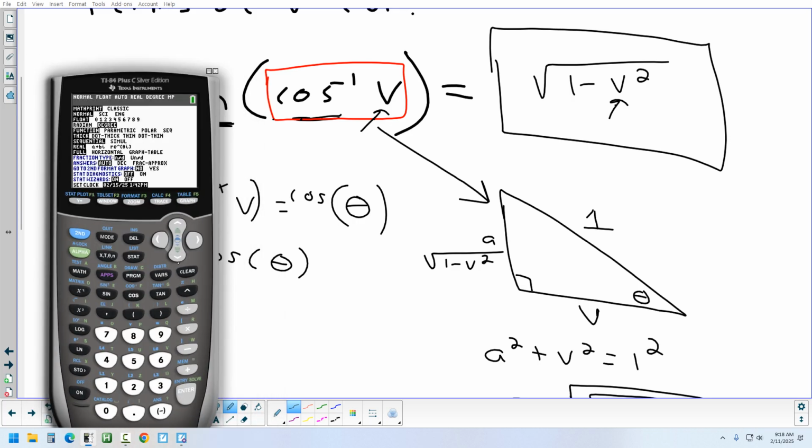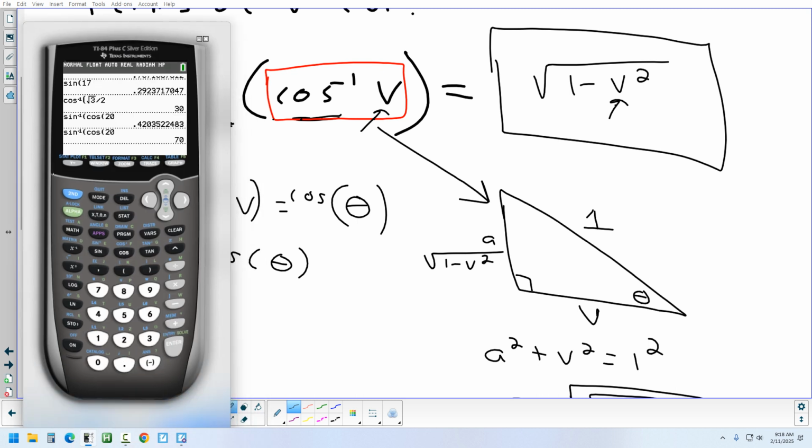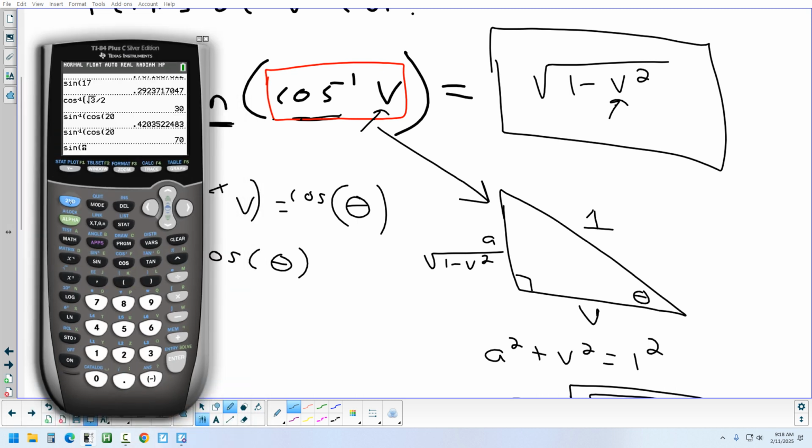Okay, so we want to make sure we are in radians. And let's do the sine of the inverse cosine of 0.34. That's the result using the left-hand formula. Now let's try it on the right and plug in 0.34 for v. So square root of 1 minus 0.34 squared. I get exactly the same answer.